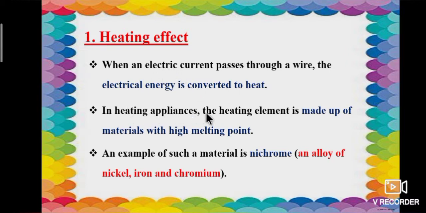In heating appliances, the heating element is made up of materials with a high melting point. An example of such a material is nichrome. Nichrome is an alloy of nickel, iron and chromium. What is an alloy? An alloy is a combination of two or more metals.